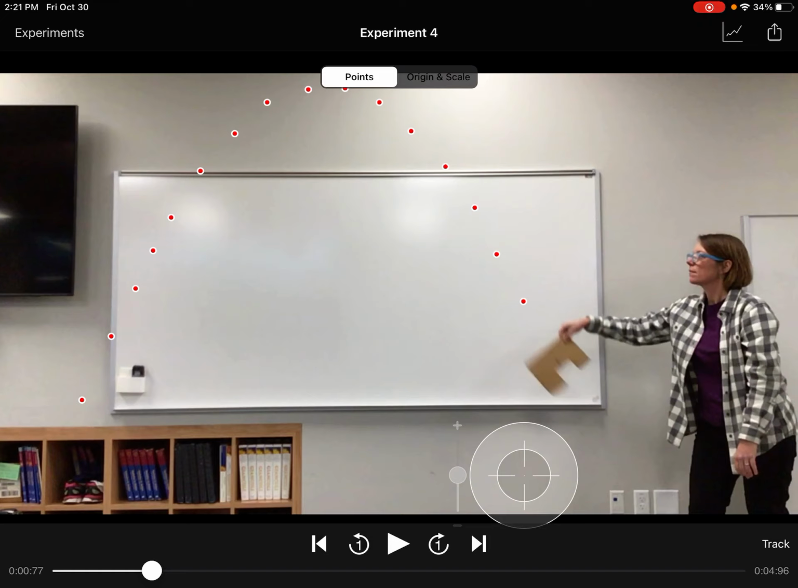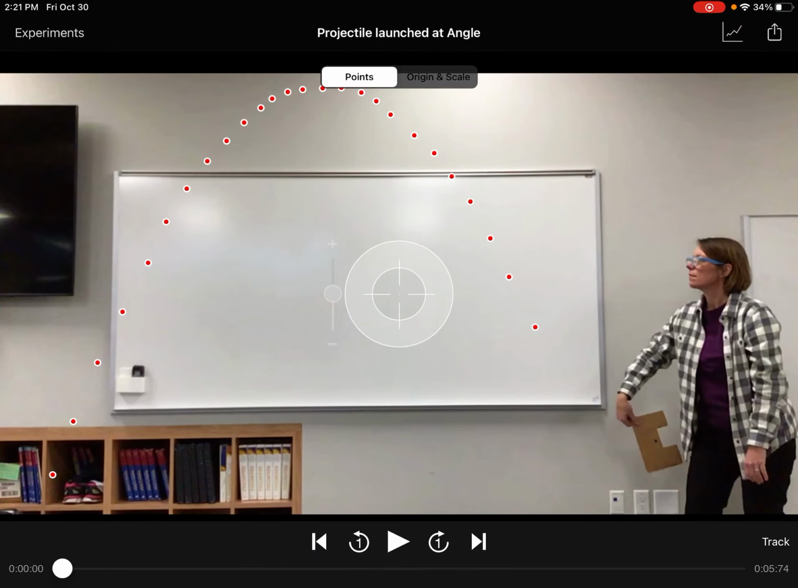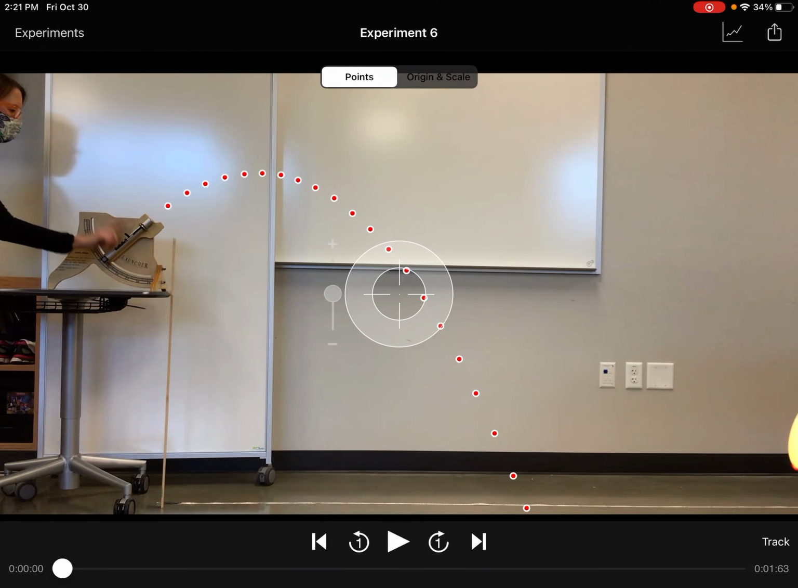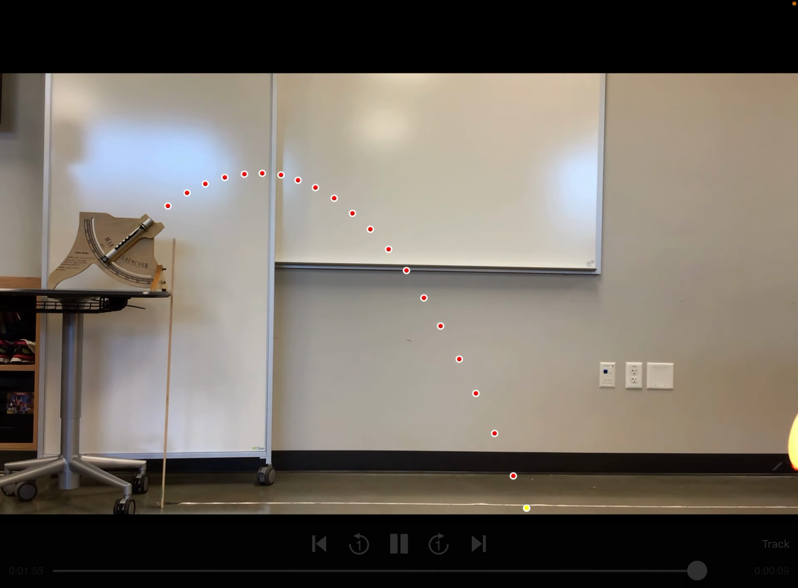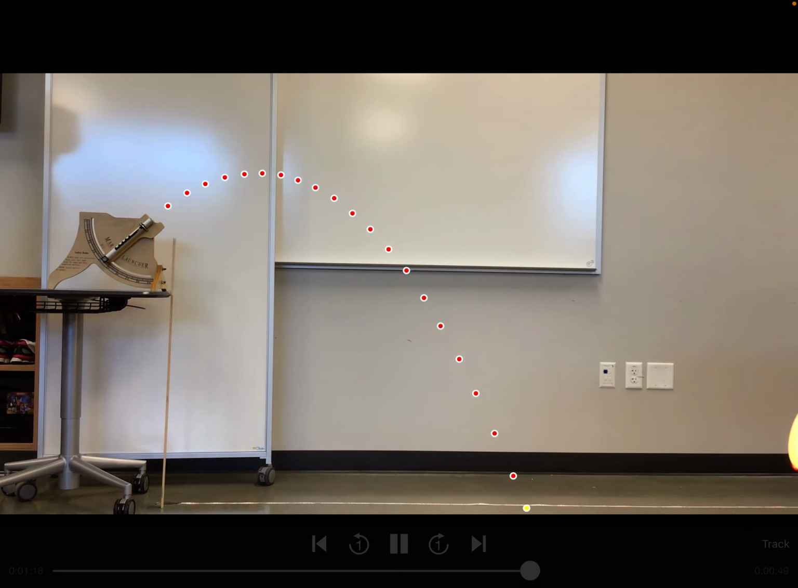Now, this was fun to do, but I don't have a ton of information about my launch angle and my speed and so forth. So what I did in order to have something to study was I launched a projectile at an angle from a projectile launcher. It's a little marble, it's kind of hard to see, but it follows the path of the red dots.